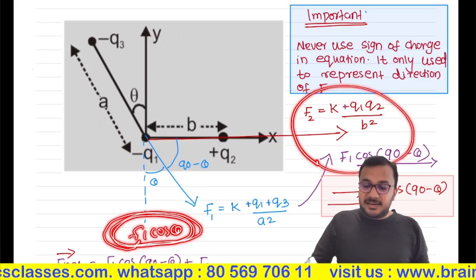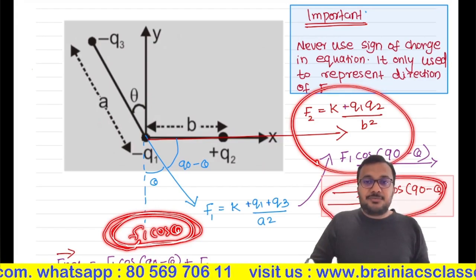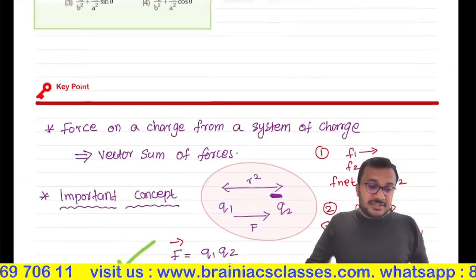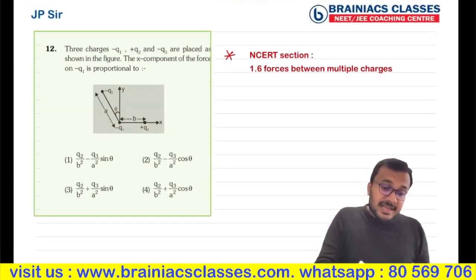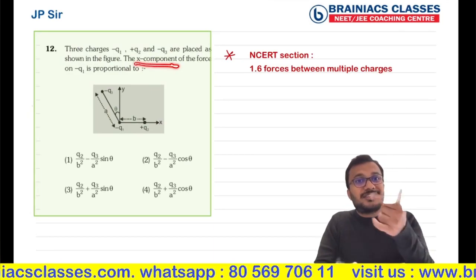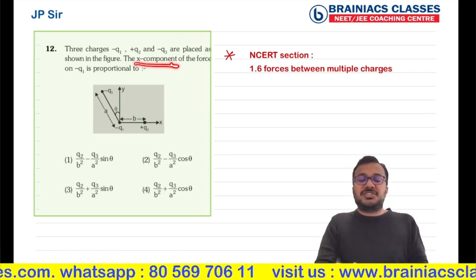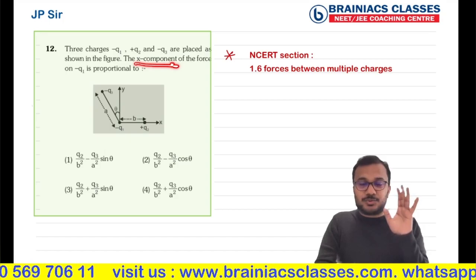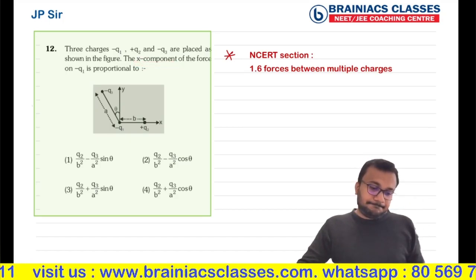Here you have to add these two forces: F1 cos 90 minus theta plus F2. You add them because the question is asking for the X component. Maybe tomorrow the question will ask for the Y component, and the situation is entirely different. So it's very important that you understand the question. Okay.